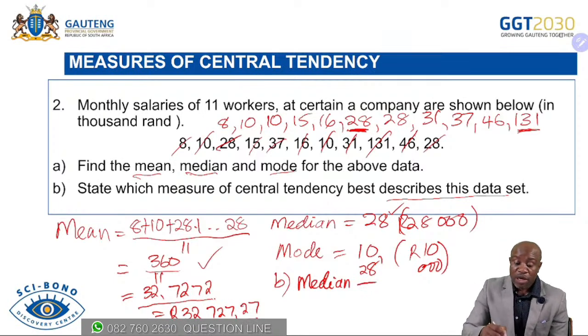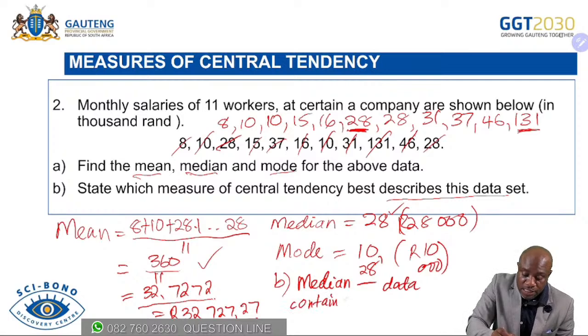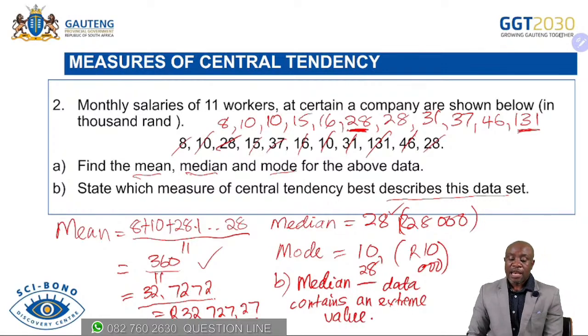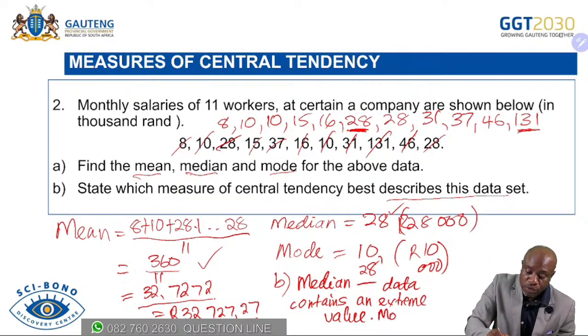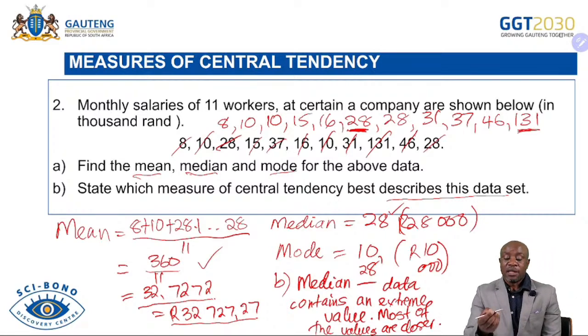And the reason is because we have an outlier. The data contains an extreme value, right? You can put it like that, or you can say it contains an outlier. So that is why the median best describes this data. Otherwise, most of the values are closer to this value. So that is why we're choosing the median.